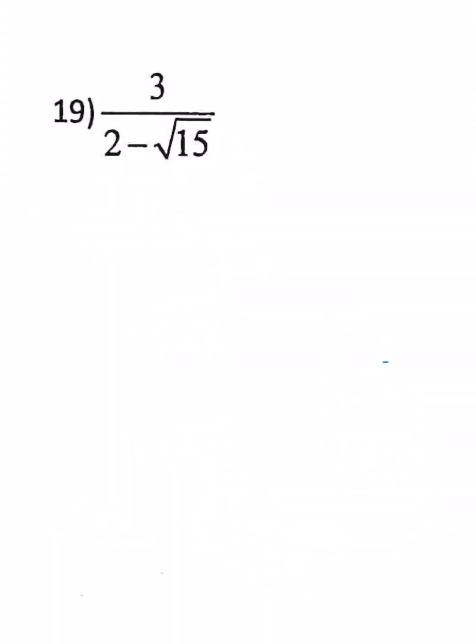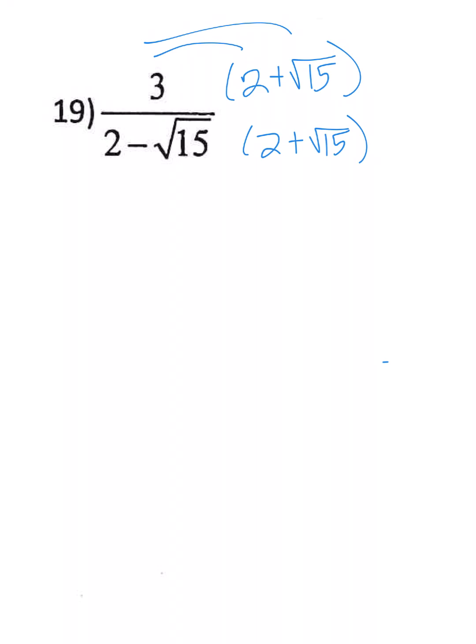All right, looking at number 19, I do have a radical in the bottom, so in order to get rid of it, I'm going to have to multiply by the whole entire conjugate of the bottom. So instead of 2 minus radical 15, the conjugate is going to be 2 plus radical 15, and I'm going to multiply that on the top and the bottom. All right, so looking at the top, this 3 is going to distribute to both of those terms. So 3 times 2 is going to give me 6 plus 3 radical 15. Remember, I can't multiply those because one's inside the radical and one's outside of the radical.